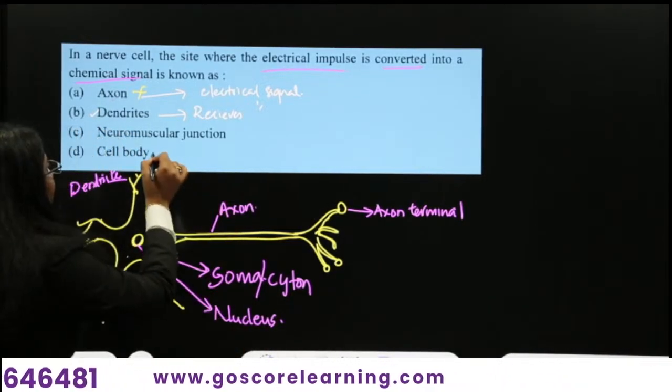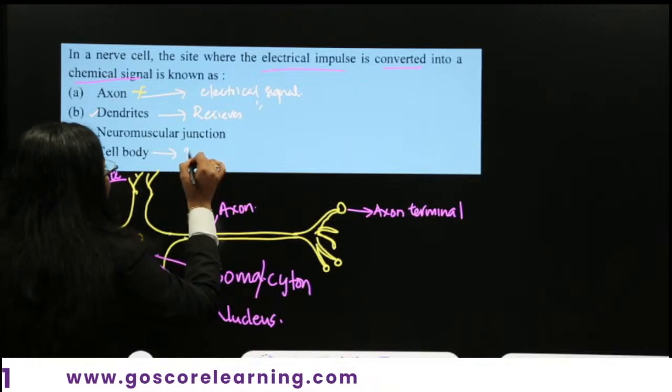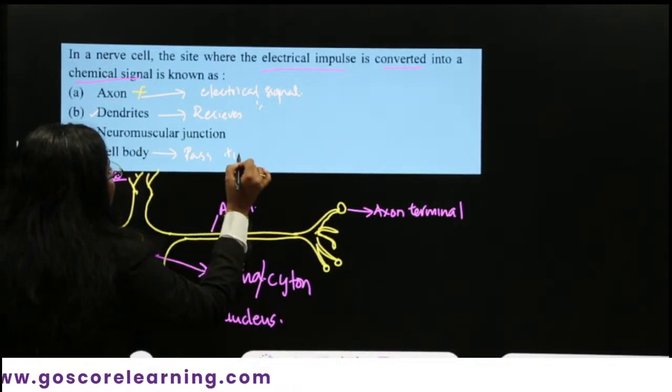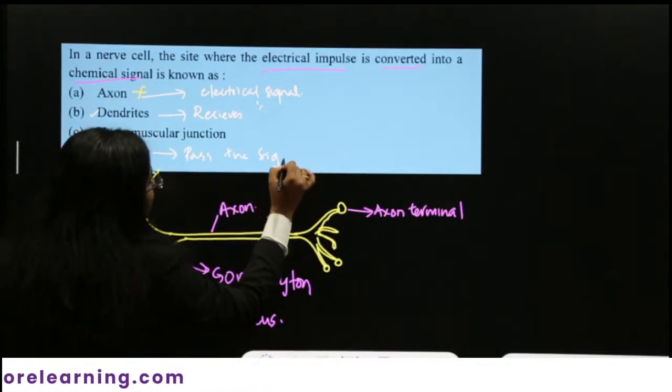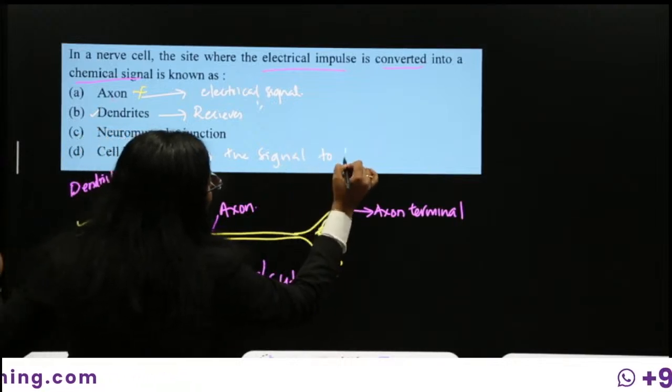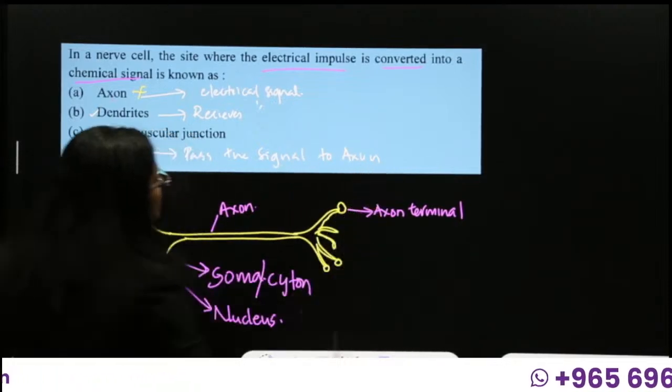Okay, the cell body also passes the signal. Pass the signal to where? To the axon. Okay, so these are the different functions of these regions.